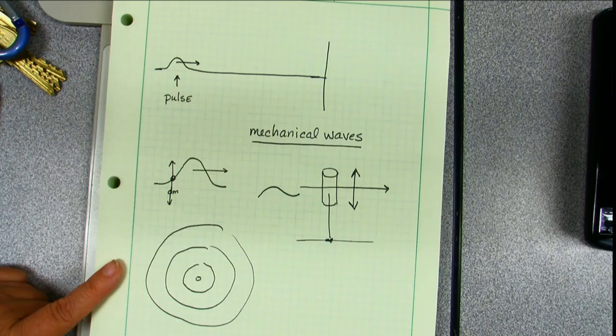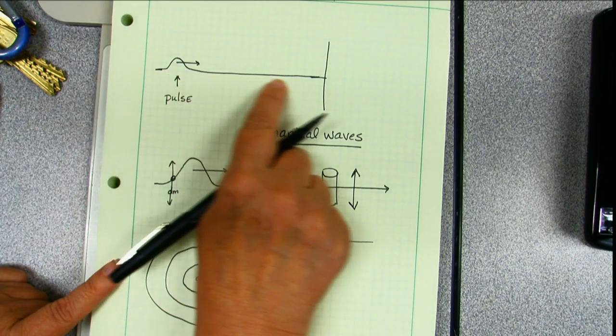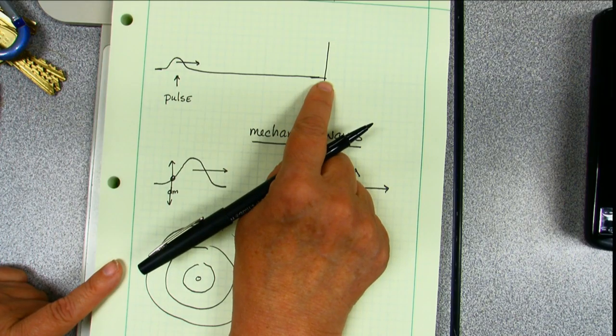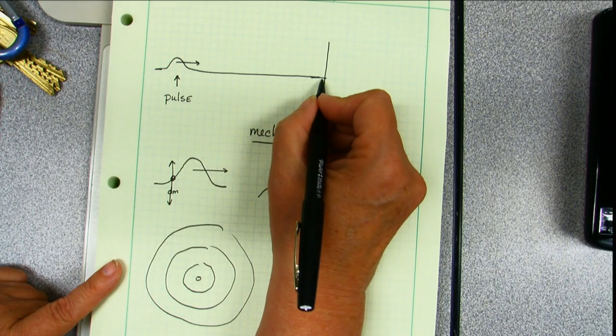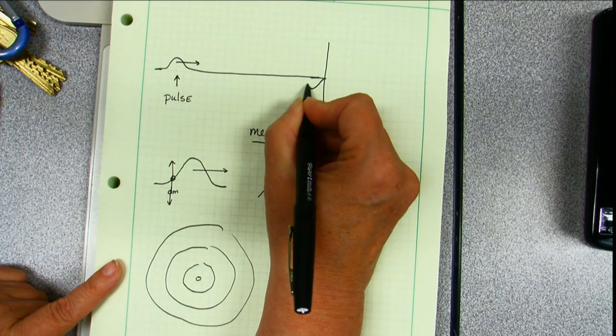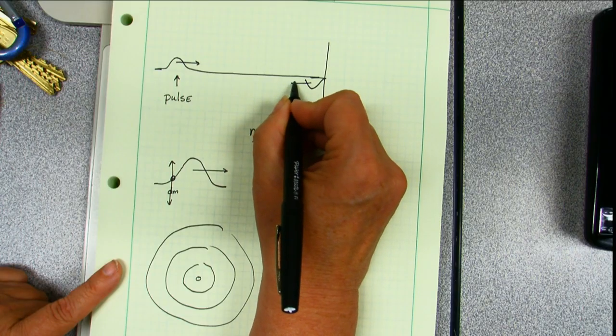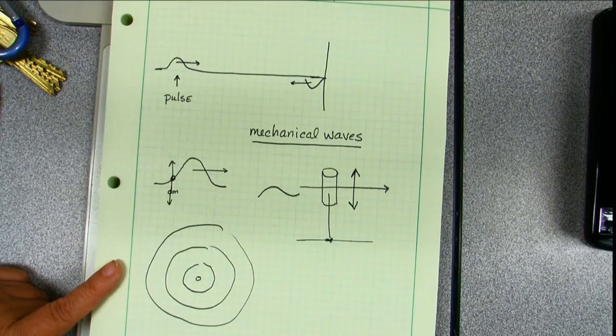Now the other thing is, one thing we know about all waves, whether they're mechanical or electromagnetic, is they are going to transport energy. So waves are going to transport energy, and we're going to see those things happen. So if my pulse comes through and hits the wall, the pulse is going to reflect, and now it's going to travel backwards, upside down. So we do get reflection.